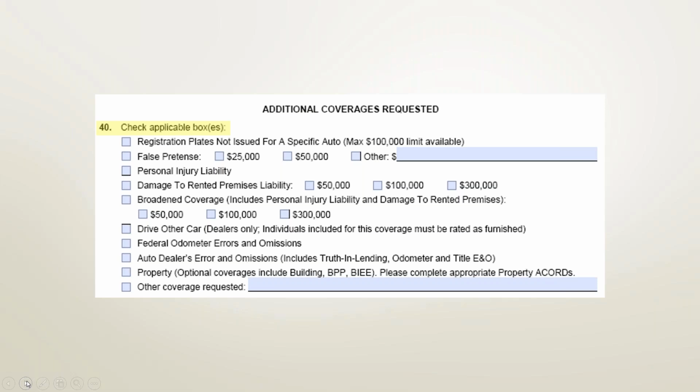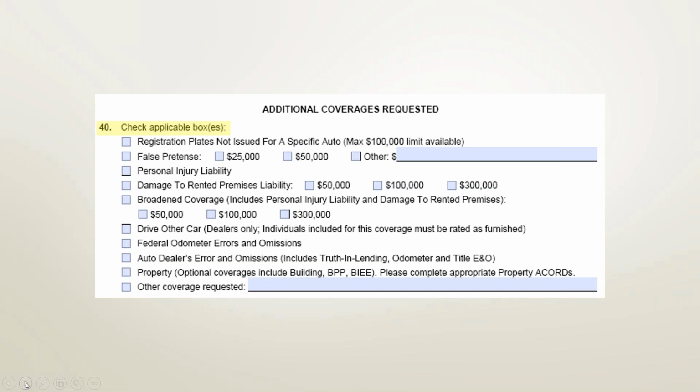The drive other car is for dealership risks. It provides coverage when a furnished driver rents or borrows an auto they don't own. So let's say the owner of the dealership, who is a furnished driver, flies to an auction and decides to rent a car while he's there. This would be a time when they may want to buy that coverage instead of purchasing the rental car coverage. You can also get your federal odometer E&O and your auto dealer's E&O coverages.